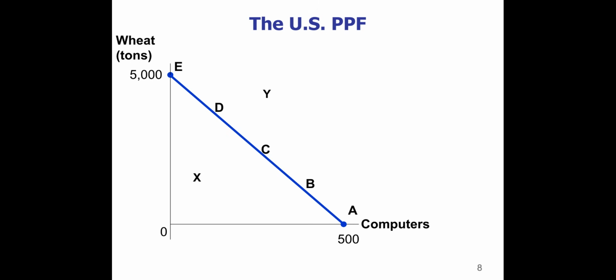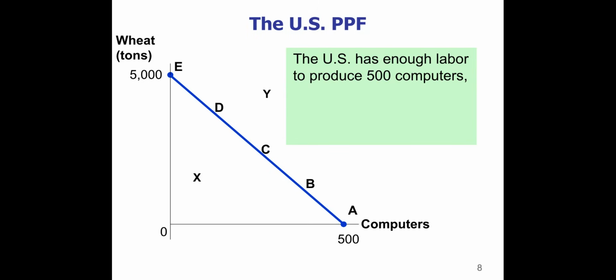We have points A, B, C, D, and E, and then I've added points X and Y. Remember, if we wanted to produce at point E, we're making 5,000 tons of wheat, but that also means we're using all of our labor hours for wheat and we're making 0 computers. At point A, we're making 500 computers and no wheat. Points B, C, and D are combinations of wheat and computers. So let's talk about what these points tell us.